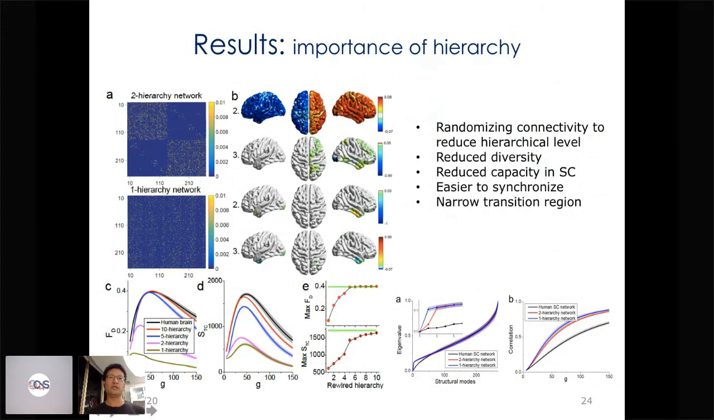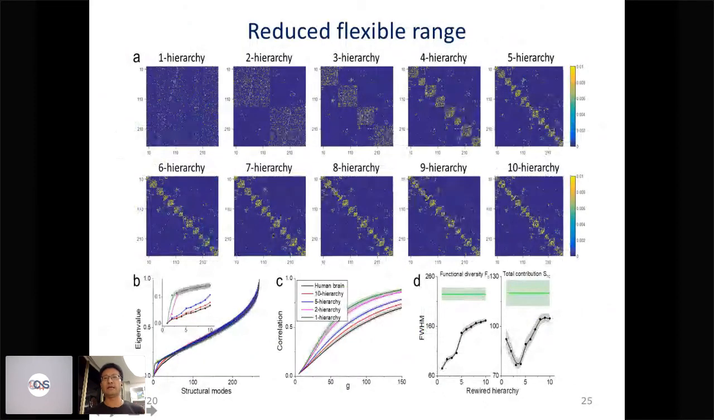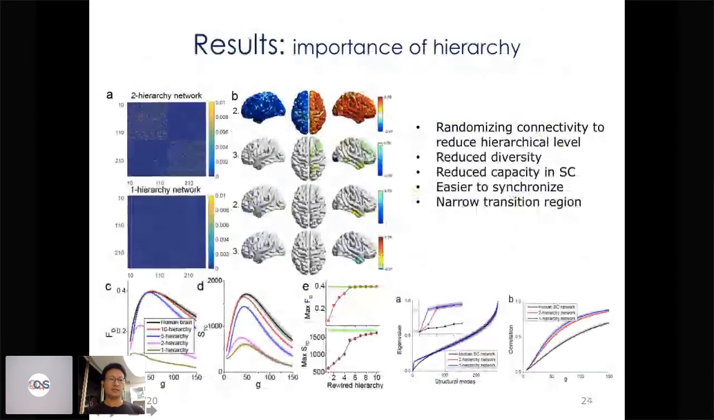We can destroy this hierarchy in a model. For example, I randomize the connections within the hemisphere but keep the connections between the hemispheres, so you have two modules in the network. Or I can completely randomize the whole brain. Actually, I can do this randomization at different levels. If you do so, what you observe is that the maximal diversity will decrease. For a random network, its complexity is very small, and the activation of these modes will also be reduced. And you can see the maximal diversity, or the parameter range for the larger diversity, also decreases when you go to a network that becomes totally random.